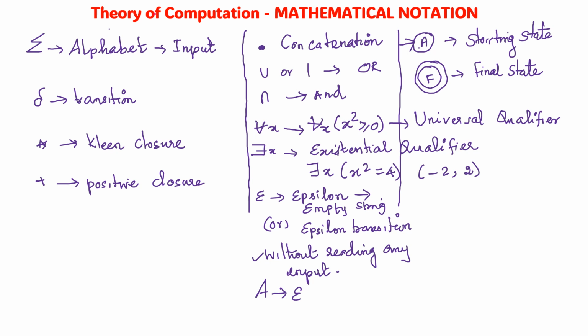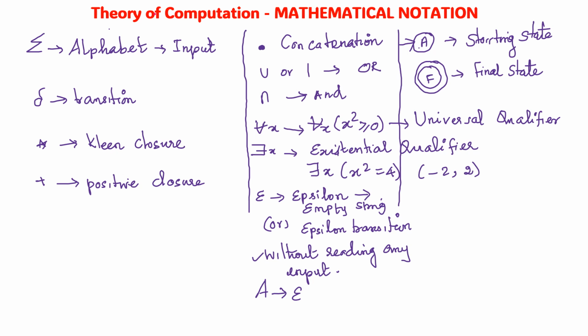What is an alphabet? A combination of digits or letters, that is small letters or capital letters, or any specific symbol we can also use. So whatever inputs we are going to use, we can represent as sigma, that is called alphabet, and one more symbol is called delta.